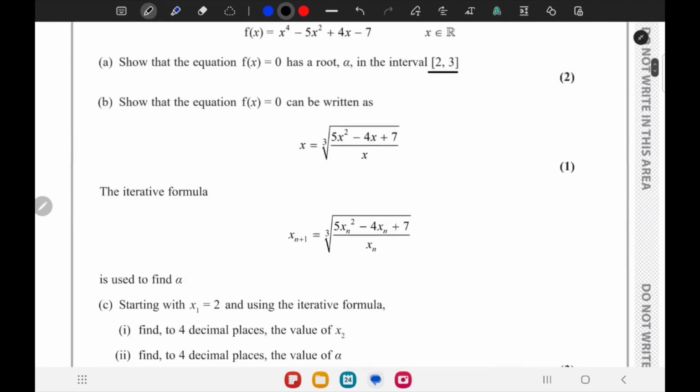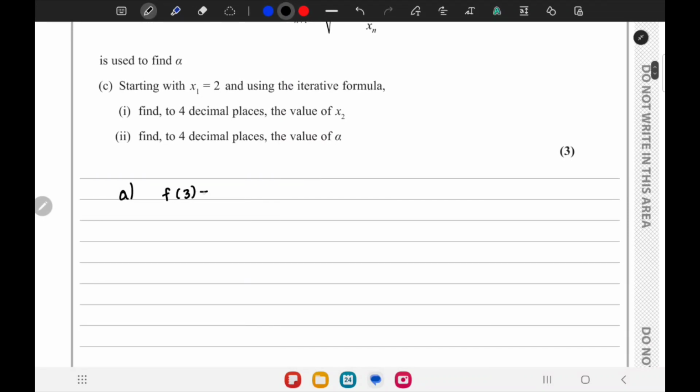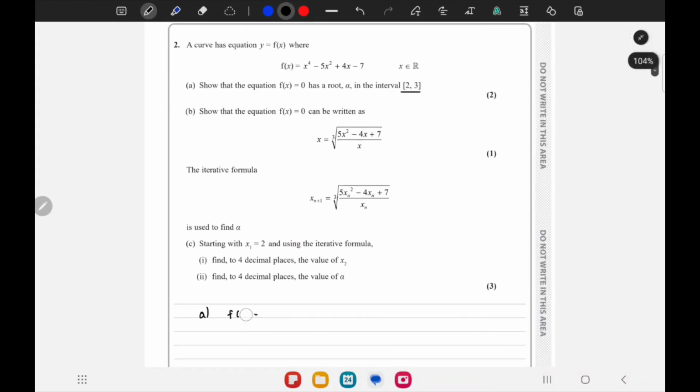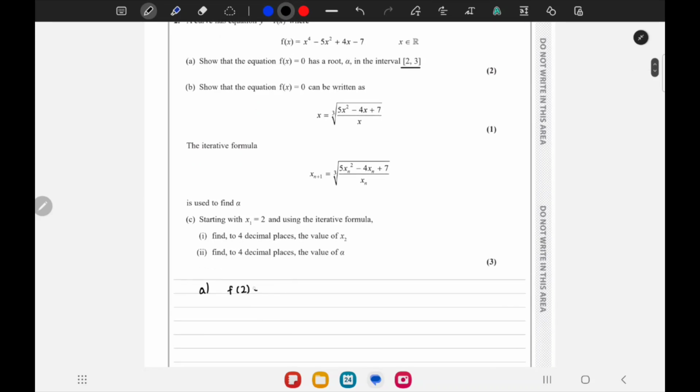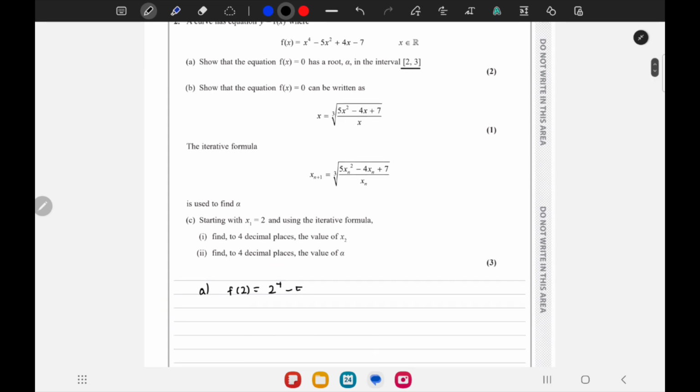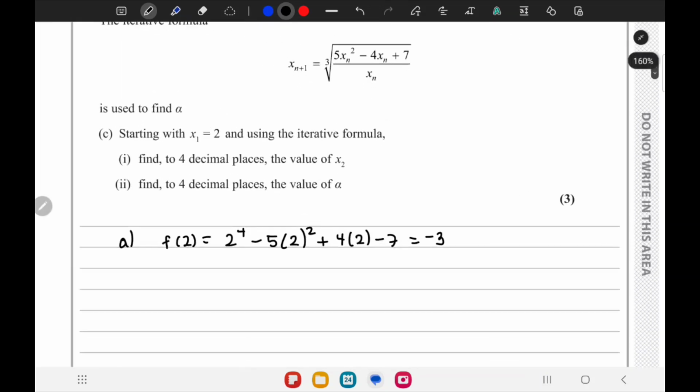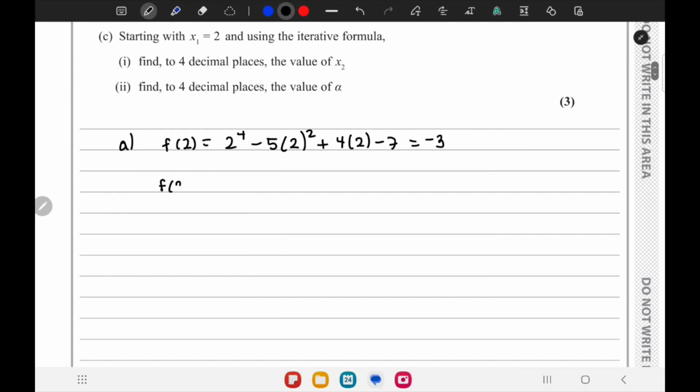So we have f of 2 at first, so f of 2 is 2 to the power 4 minus 5 into 2 square plus 4 into 2 minus 7, which would be -3. f of 3 would be 3 to the power 4 minus 5 into 3 square plus 4 into 3 minus 7, which would be plus 41.